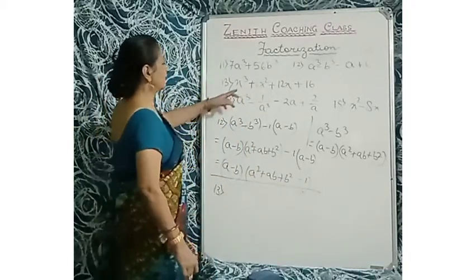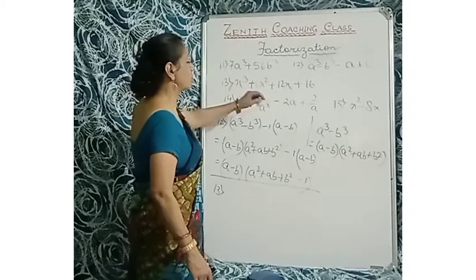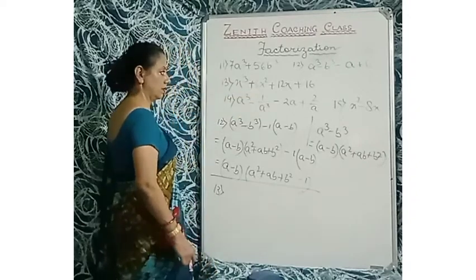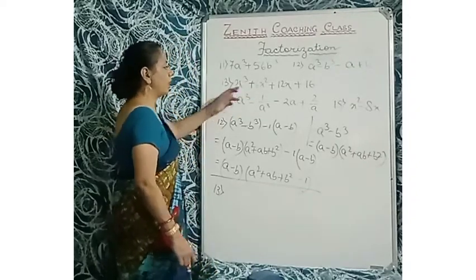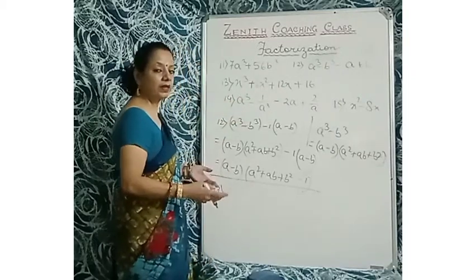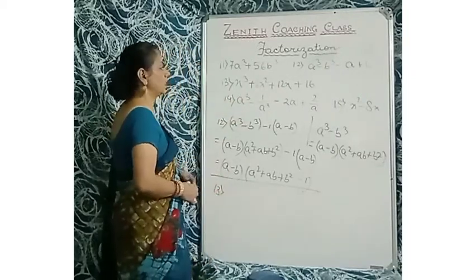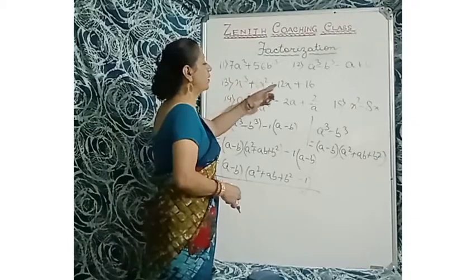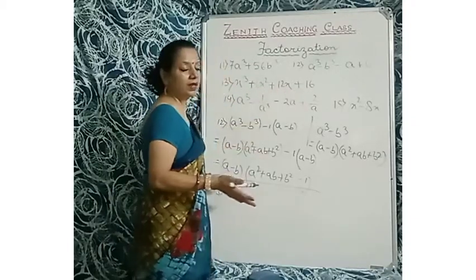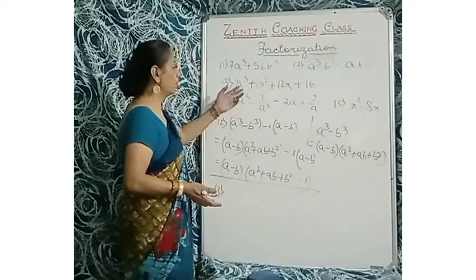Solve it. So that is x cube plus 6x square plus 12x plus 16. So what should be done? Ma'am, can we factor the middle term? No, we can't, because this is x cube, this is square, this is x, and this is the constant term. We can't factor the middle term. Okay, no common factor is there.